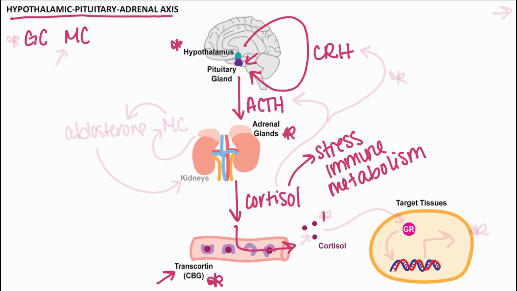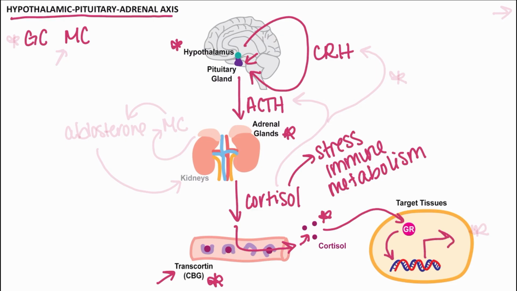But any free hormone is what is actually going to be active and can enter those target tissues to bind to our glucocorticoid receptor, which remember is going to be our focus in this video. And eventually that is going to translocate to the nucleus, bind the appropriate response elements, and promote downstream gene expression.